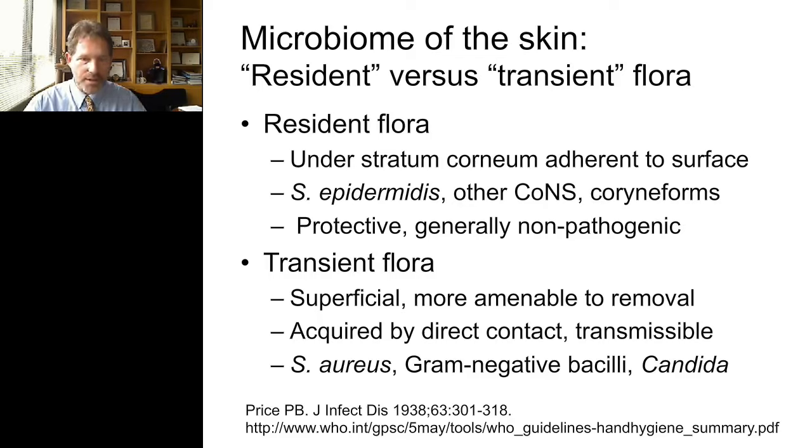Then by transient flora, we're talking about organisms that are more superficial, probably more amenable to removal with disinfectants and cleansing, and are generally acquired by direct contact with a surface or another person or other fomite that carries the organism. So they're more transmissible. And in the hospital setting in particular, we think about Staph aureus and MRSA, gram-negative bacilli, Candida, and other organisms that we sometimes see transmitted from one patient to another. We consider those mostly to be transient flora.